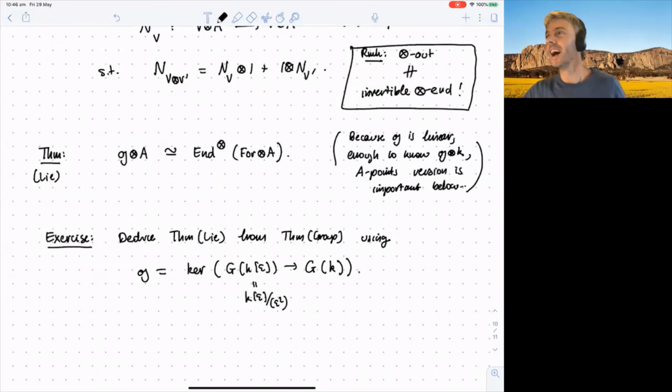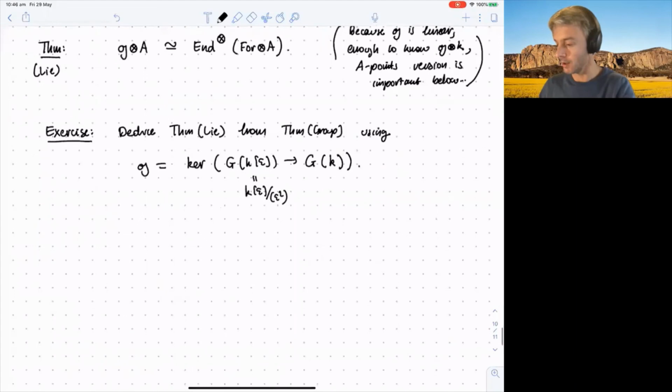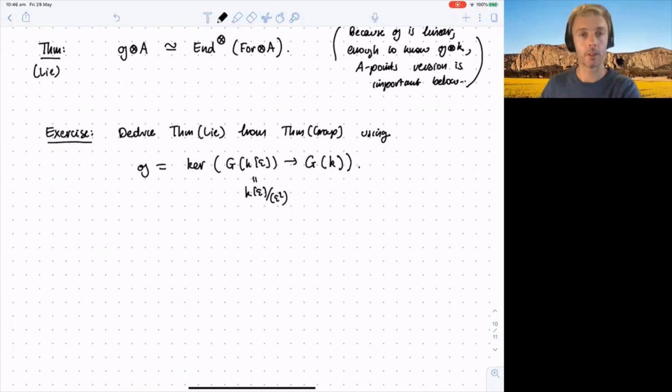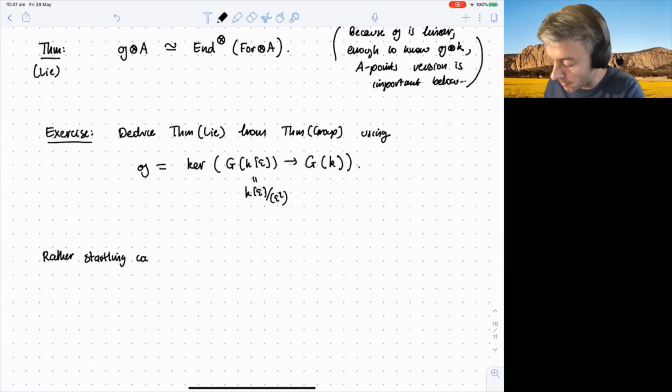So now, here we come to a startling consequence for me. And then I'll finish. Okay, so just remember, the tensor endomorphisms of the forgetful functor is the Lie algebra. So the rather startling consequence. So I wanted to get to this this week so that you have one week to digest it, and then we'll go into more detail next week.